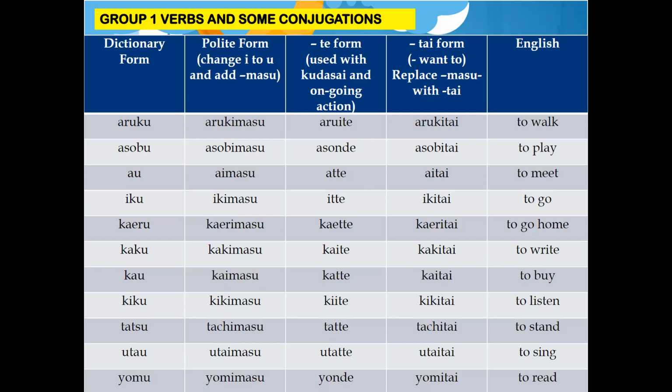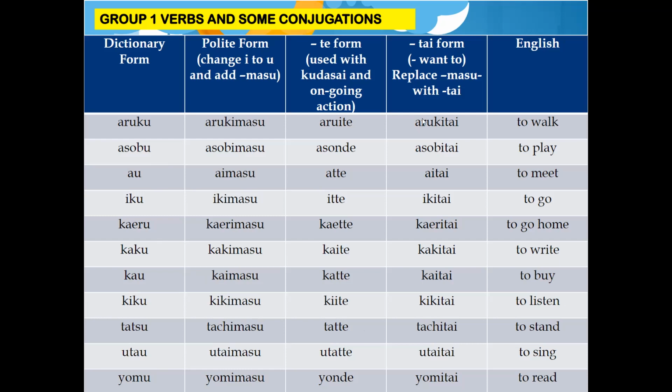And the te form, you need to remember also the rules. So the ku becomes ite, bu is replaced with nde, and u is replaced with the double T and te, and iku, the ku replaced with te also, and the ru still replaced with the double T and te, and ku becomes ite, and so on and so forth. So aruku becomes aruite, asobu becomes asonde, au, atte, iku, itte, kaeru, kaette, and kaku becomes kaite, and kau becomes katte, that's to buy, and kiku, kiite, tatsu, tatte, utau, utatte, yomu, yonde.